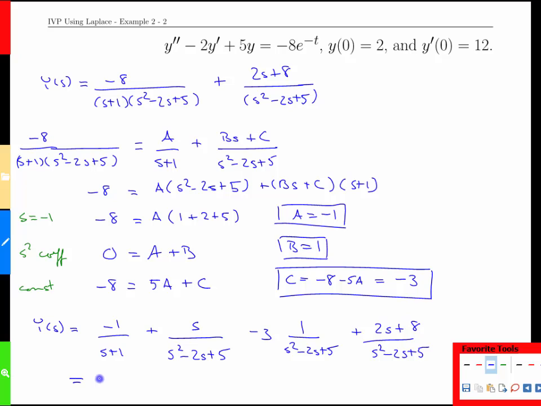And we can gather some like terms. The first term, there's only one of those, but we do have an s plus a 2s. That gives us 3 s's over s squared minus 2s plus 5. And we have minus 3 plus 8. That'll be plus 5, 1 over s squared minus 2s plus 5.